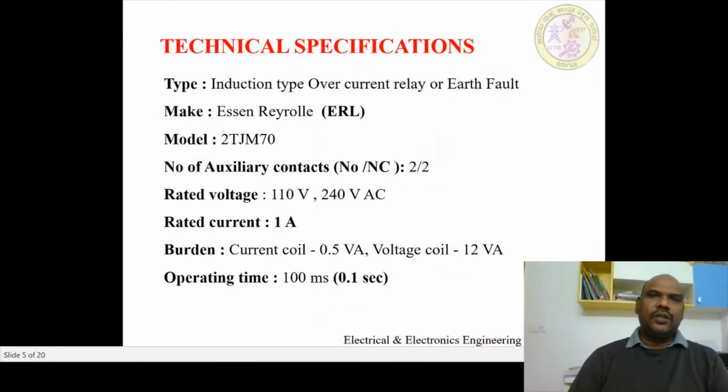Rated current, it's also called as nominal current, that is 1 amp. It is also expressed as a percentage of IDMT, that is inverse definite minimum time relay. Then burden of the current coil is 0.5 volt amps, burden of voltage coil is 12 volt amps, and the operating time, the minimum operating time is 100 milliseconds, that is nothing but 0.1 second.